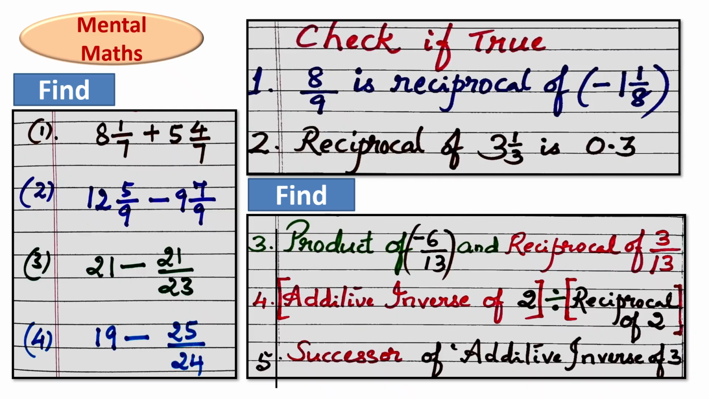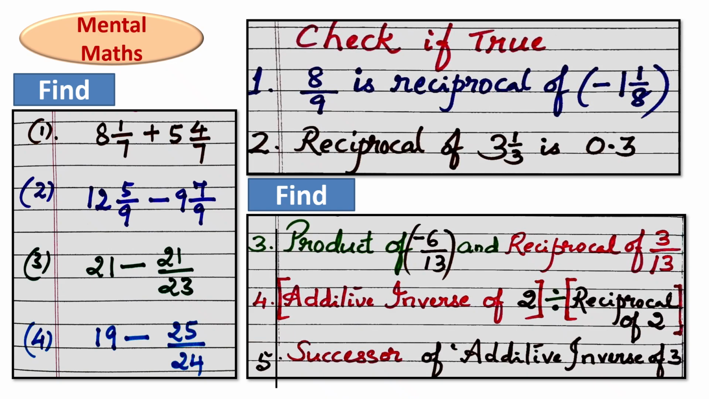The second set of problems, check if true. The first one is 8 by 9 is the reciprocal of minus 1 1 by 8. We have to think in mind to convert the number given and then check, and the sign also. Second one, the reciprocal of 3 1 by 3 is 0.3.